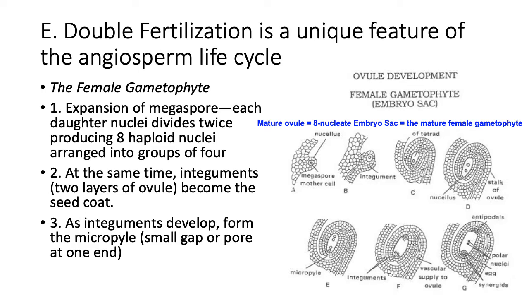Okay, double fertilization only happens in angiosperms. Gymnosperms, they have single fertilization. So angiosperms, flowering plants, another difference between gymnosperms and angiosperms. They have double fertilization. So I'm going to talk about the female gametophyte. And then I want to talk about the male gametophytes. And then I'll talk about what happens when they pollinate and fertilize.